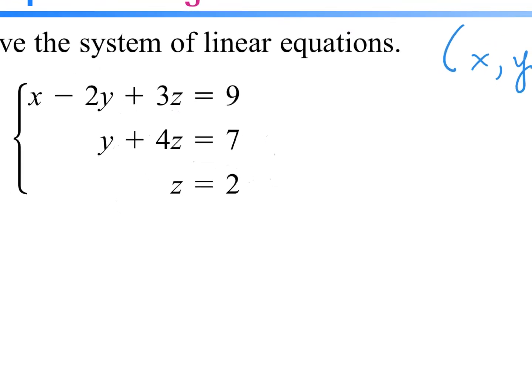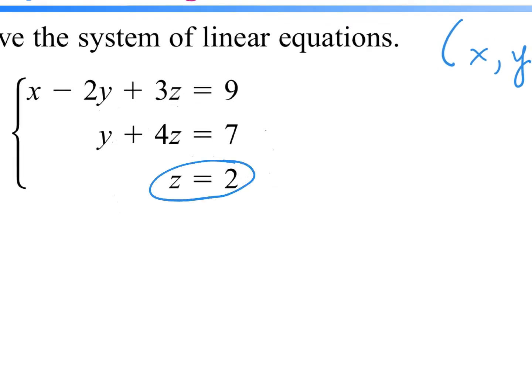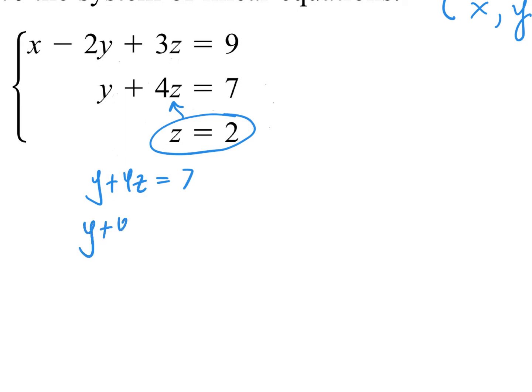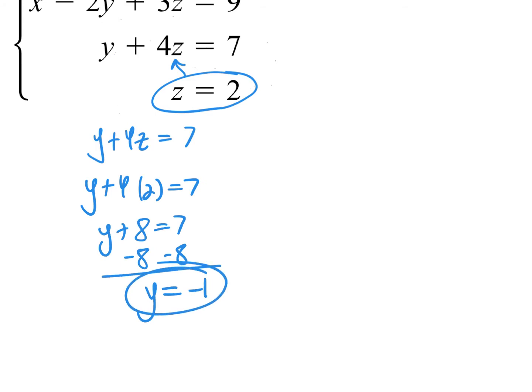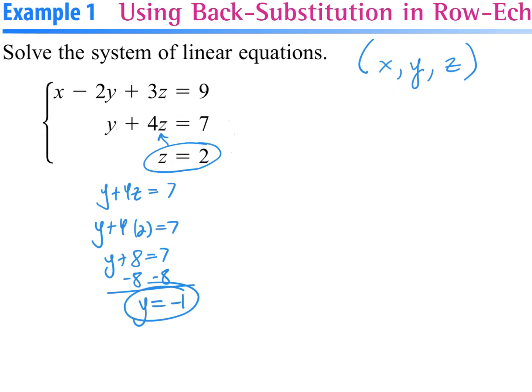So the way that you would show me your work, guys, I'm going to say, okay, look, I know what z is. I'm going to plug it in right here. So y plus 4z equals 7. I'm going to plug in 2. So y plus 4 times 2 equals 7. Y plus 8 equals 7. Subtract 8 from both sides. And y equals -1. Agreed? Okay. Fair enough.